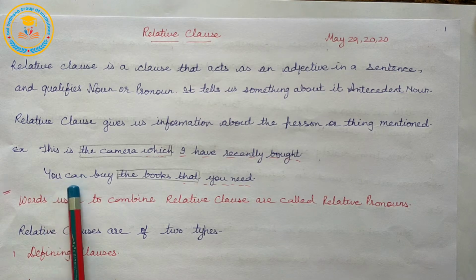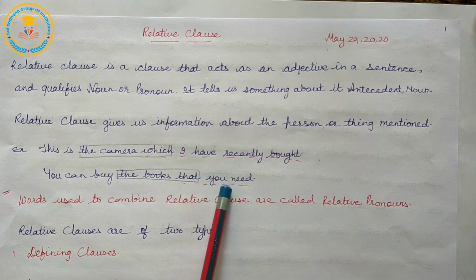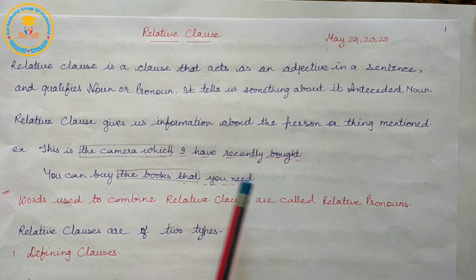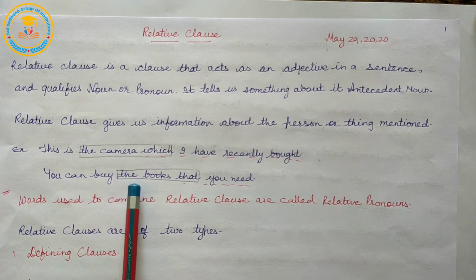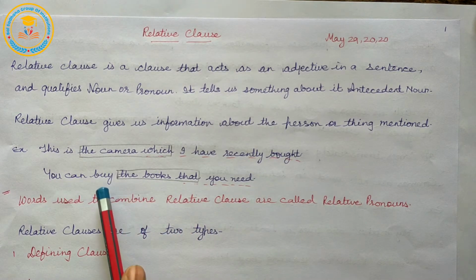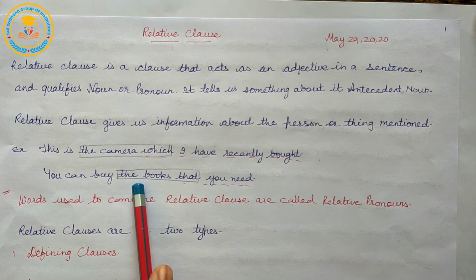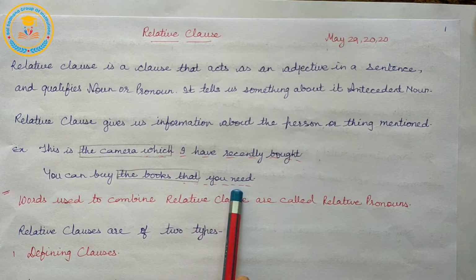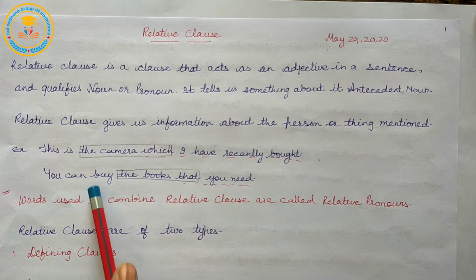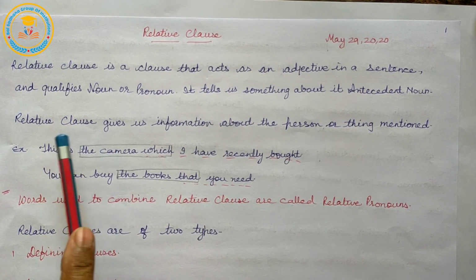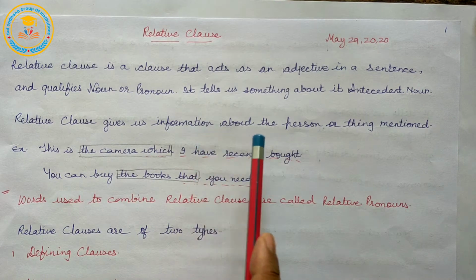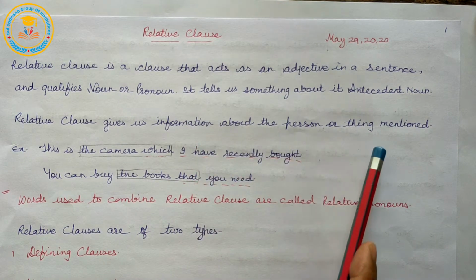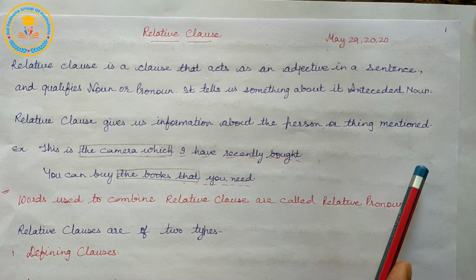You can buy the book that you need. In this sentence, that you need tells us about the book. So, a relative clause gives us information about the person or things mentioned.